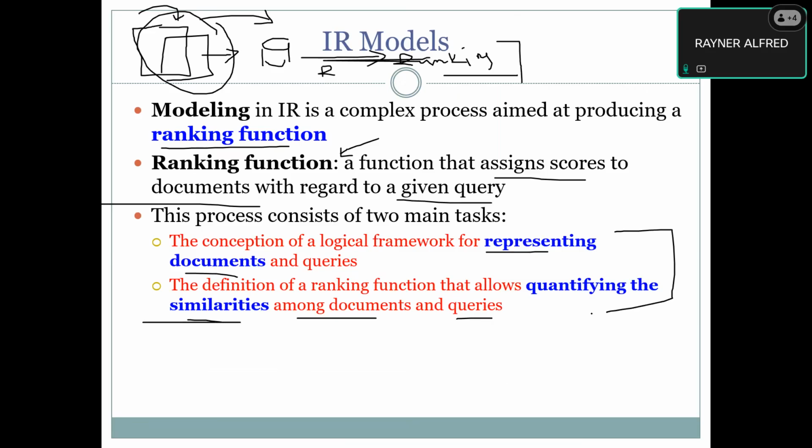How do we conceptualize the logical framework to represent documents and also, at the same time, queries? Both must have the same framework because later on we want to quantify the similarities or the differences between document and queries. So this is the IR model that we are talking about.